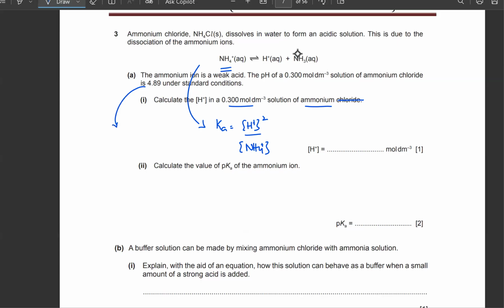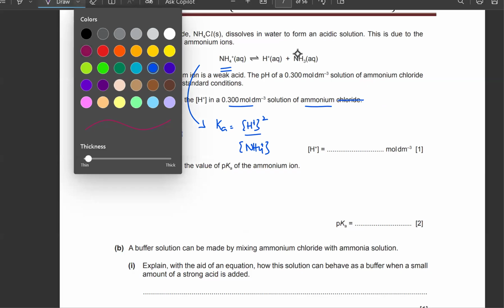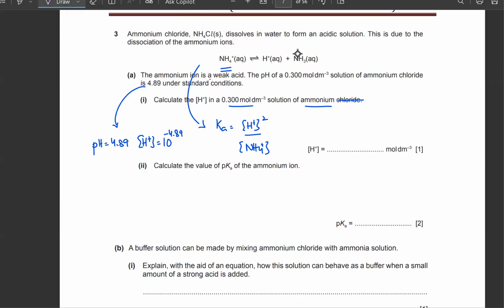The pH is given, that's 4.89. So if the pH is given as 4.89, what is your H+1 concentration? That's going to be 10 raised to the power minus 4.89. Is that clear? Yes, sir. So this is 10 raised to the power minus 4.89 squared, and we're going to divide it by the ammonium ion concentration, which is given over here. That's 0.3 mole per dm cube.